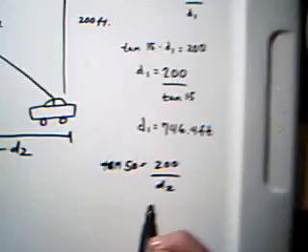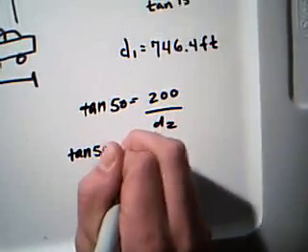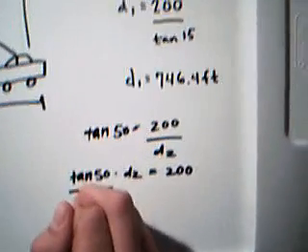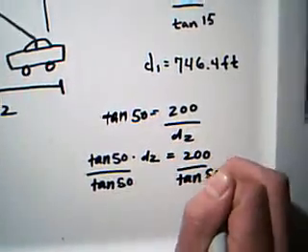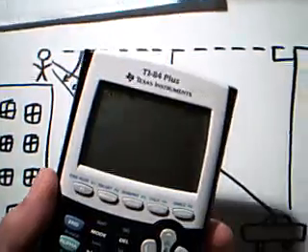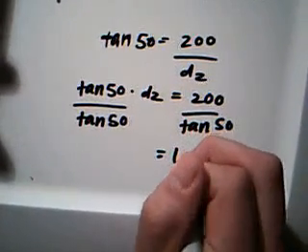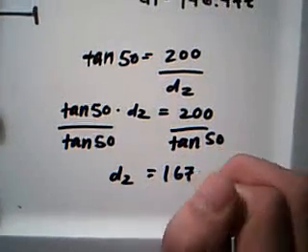And then we're gonna multiply both sides by D2, so we get tan of 50 times D2 is equal to 200. Divide by tan of 50. Get your calculator out. 200 divided by tangent of 50 is equal to D2 equals 167.8.